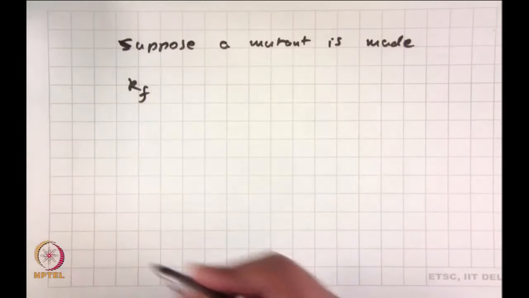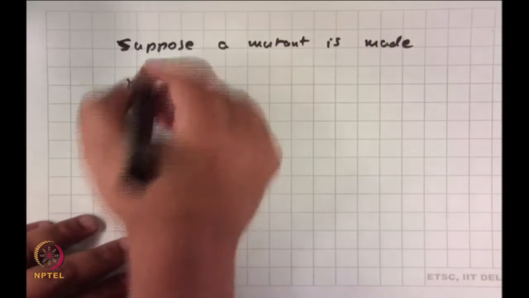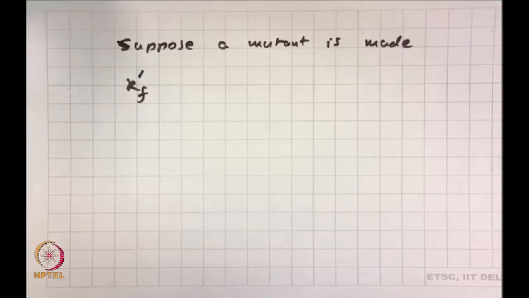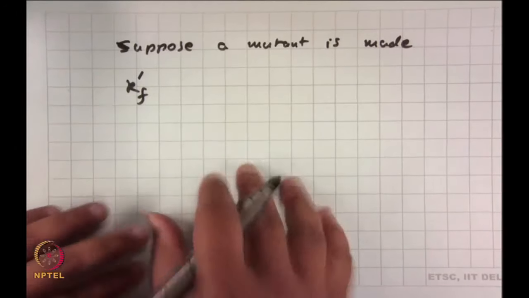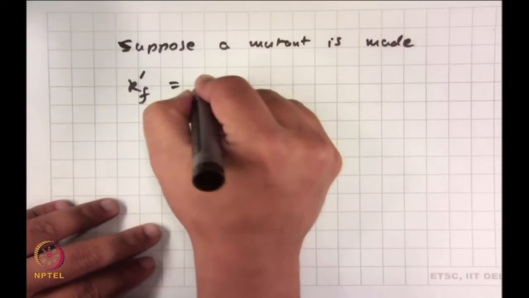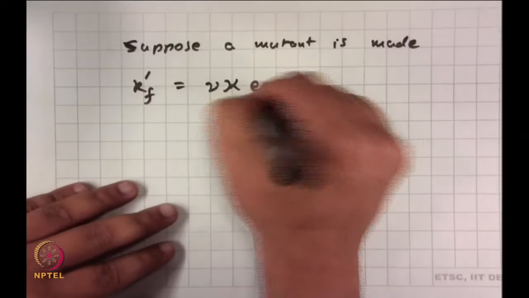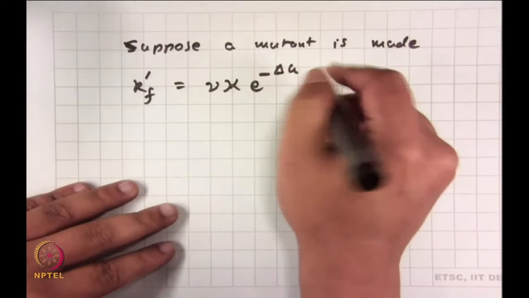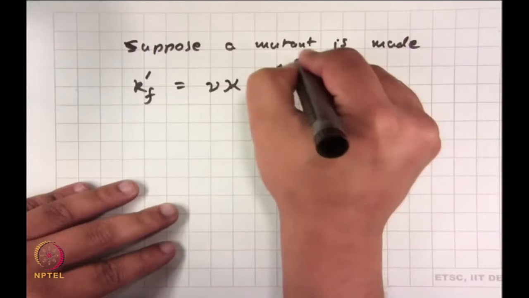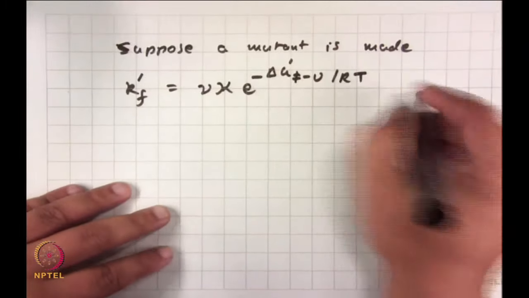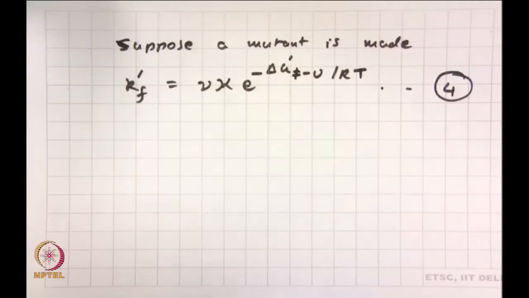the rate constant of unfolding k f, and because it is a mutant I label it by a prime, because now it is a mutant. So, k f prime would be equal to nu kappa, these things are not going to change, but this one is going to change, possibly delta G u prime over R T, and this would be equation number 4. Simple, right? I have done a mutant. If there is a change in delta G, it will be reflected in this, and let us see where we are going from here.